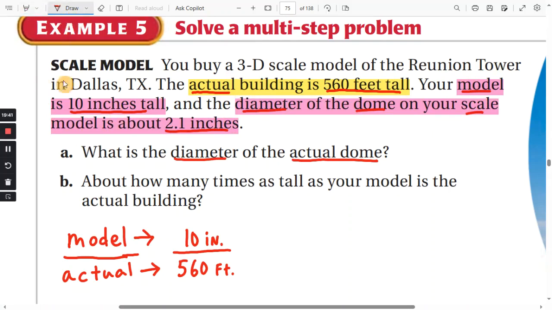All right, so I guess for the height and the diameter, the ratios are still going to be the same. All right, so now the diameter on the model is 2.1 inches. And we want to know the diameter of the actual dome, so I'm going to put that in the denominator.